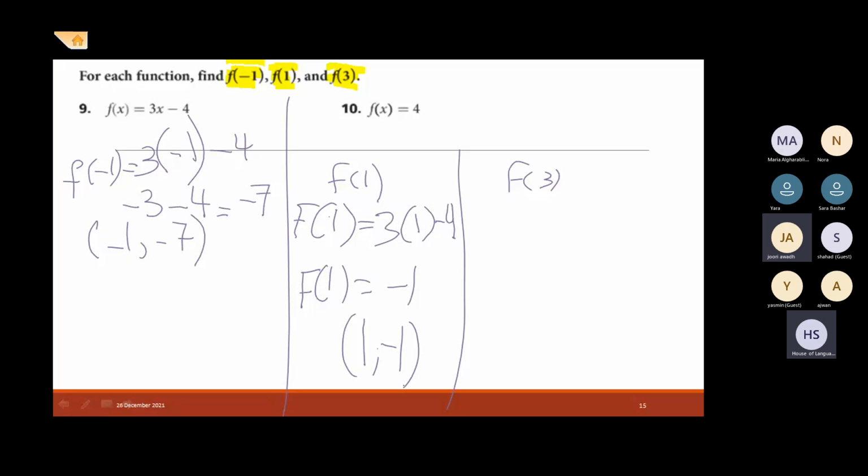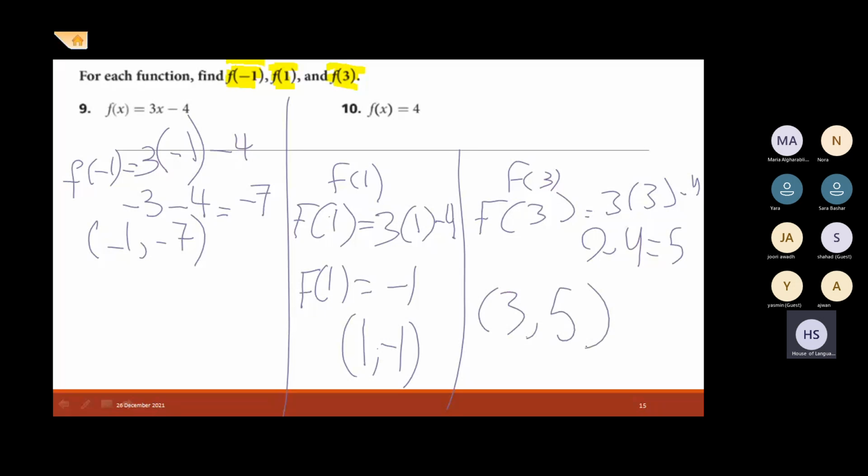Teacher, still I didn't understand this lesson. They ask me on the question. Okay. Bravo. Is it clear? I thought 3 to the power of 3. So number 9, do you have any question?